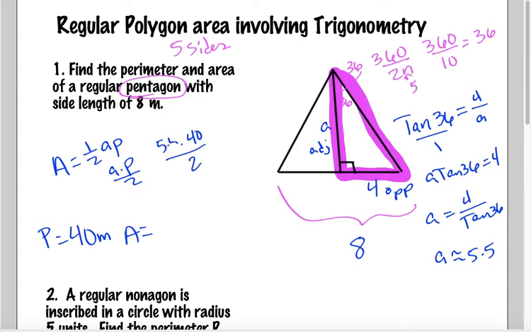Now you can use the full decimal that you have in your calculator to continue your math, but for the assignment that we're doing, which is a Canvas quiz, we've set it up where if you happen to round at this point a little bit, you should have a range of values that it will accept. So 5.5 times 40 divided by 2 is 110. So the area is 110 meters squared. And that's how you would do it for a pentagon.